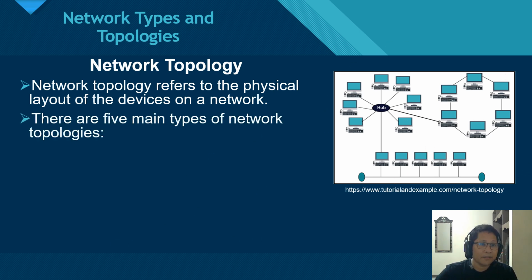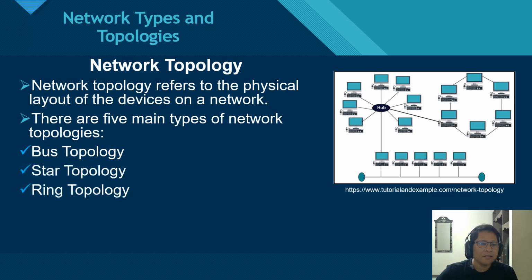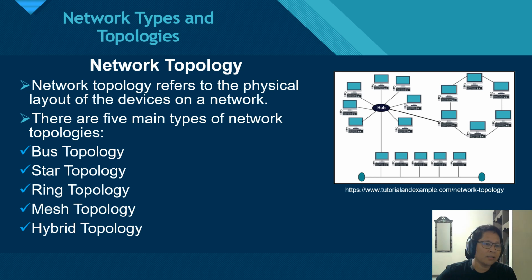There are five main types of network topology. Number one is the bus topology. Number two is the star topology, then the ring topology, the mesh topology, and the last one is the hybrid topology. I am going to explain these topologies one by one, and demonstrate by creating each type using Cisco Packet Tracer.